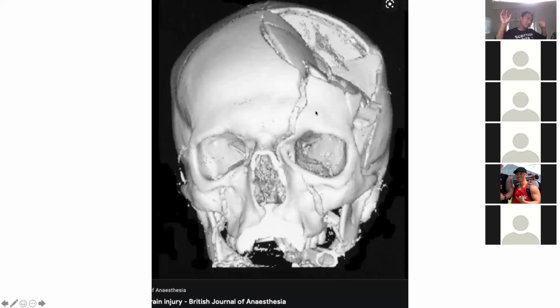I mean, the chance of this patient living is pretty slim, but you never know. It's so difficult to judge somebody's luck. Anyway, this is a depressed skull fracture of the frontal and parietal bone. It might be extending into the temporal bone. There must be significant injury to the intracranial structures like the brain and meninges.